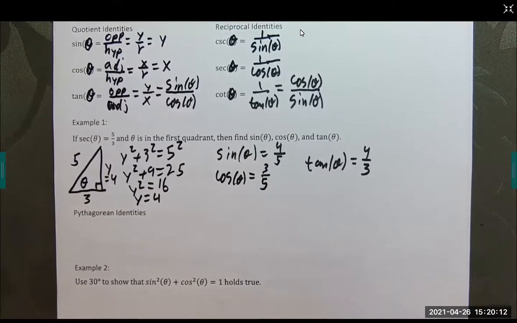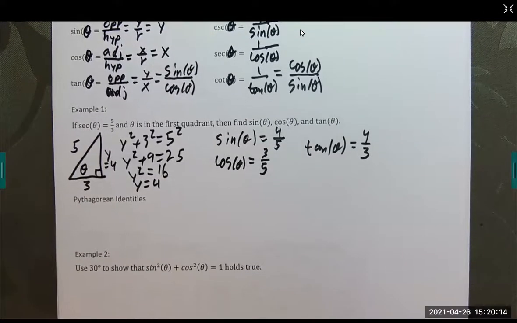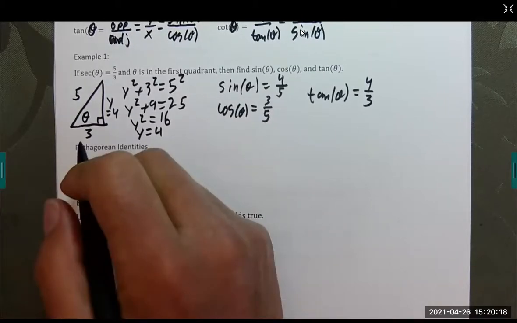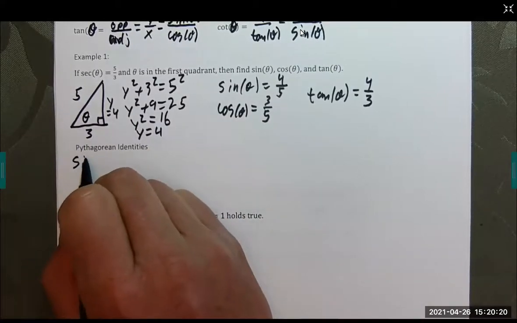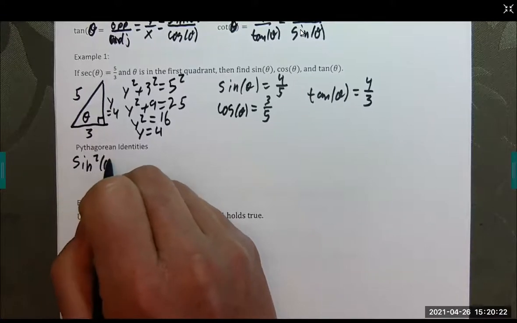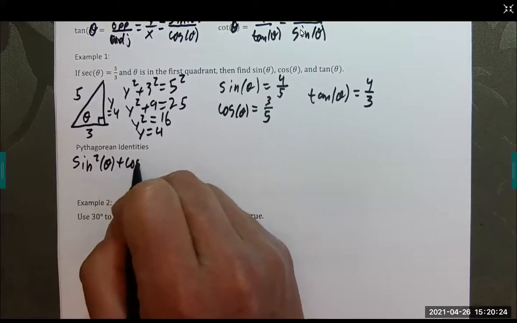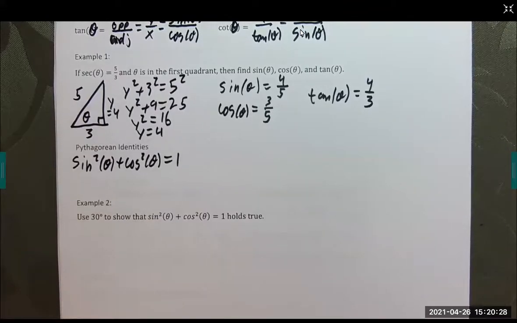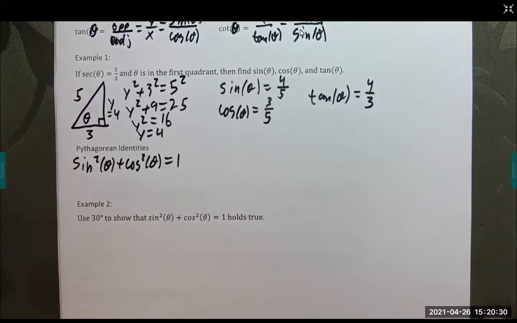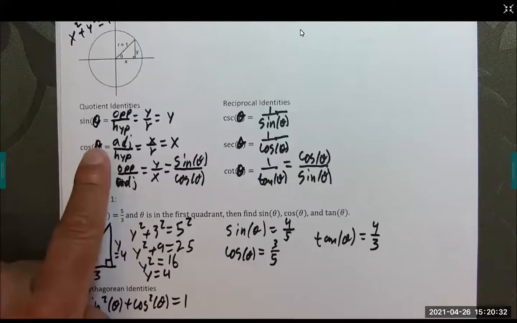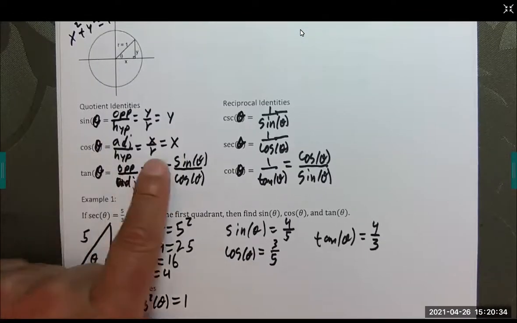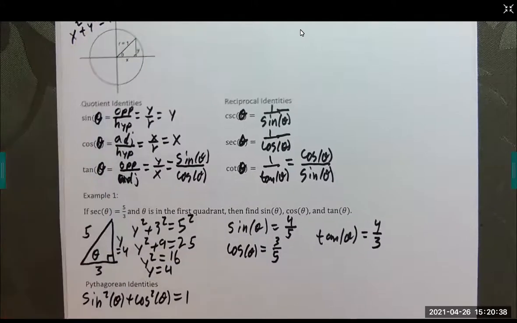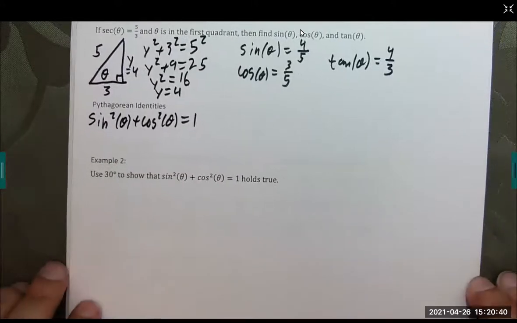We also have the Pythagorean identities. There are 3 of them. This is the main one. And you can see if sine of theta is y and cosine of theta is x, then cosine squared plus sine squared is 1. And that's where that comes from.